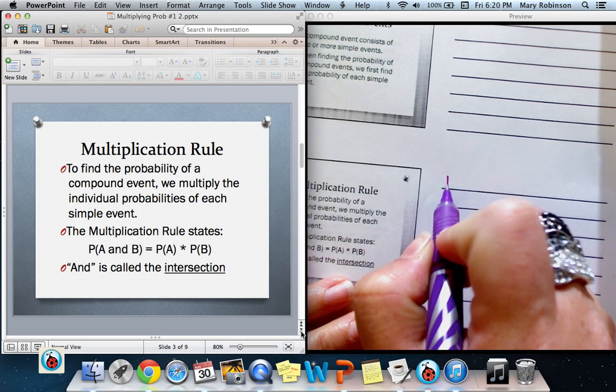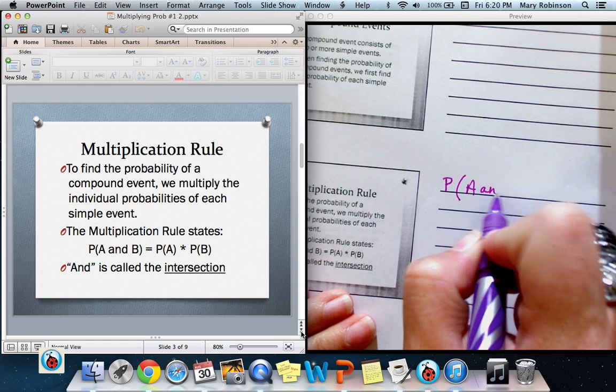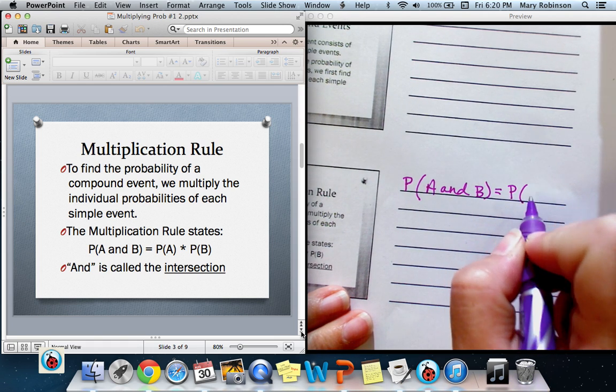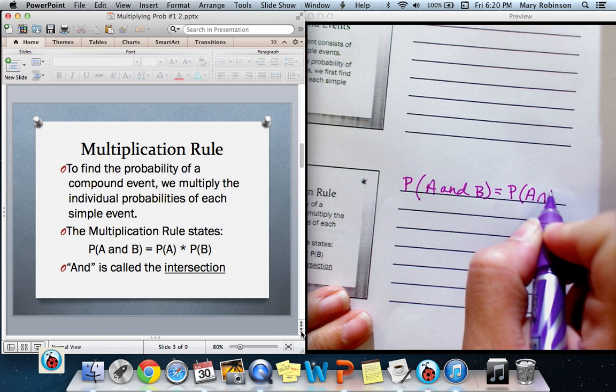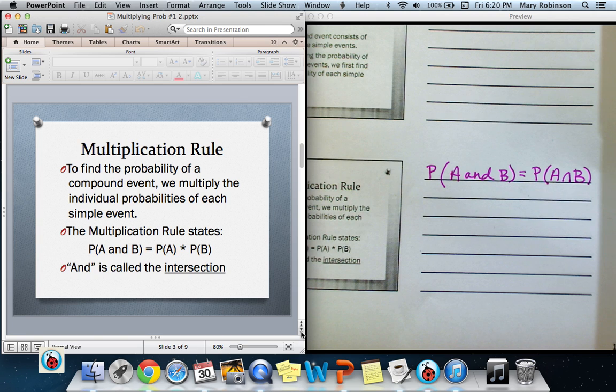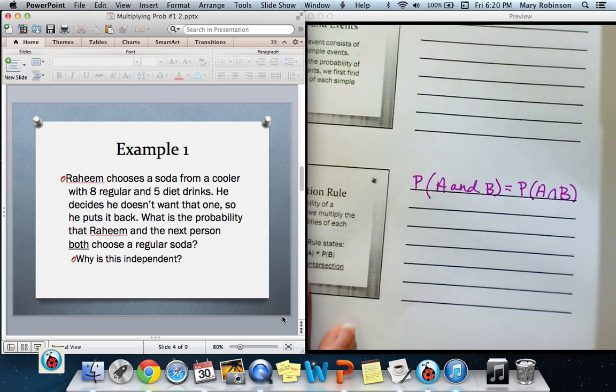You might remember us using the symbol intersection. This is the same thing. So let's take a look at the first example.